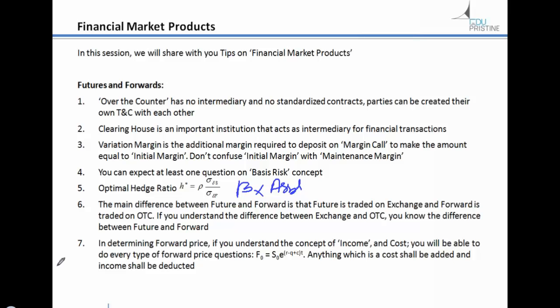In determining the forward price, if you understand the concept of income and cost, you will be able to do every type of forward price. Okay, so suppose I take a commodity. The important cost involved is storage cost. And from the income perspective, it is the convenience yield. And if I take it from a stock point of view, the main income is dividend. So this is the dividend yield, which is the income on a futures contract.